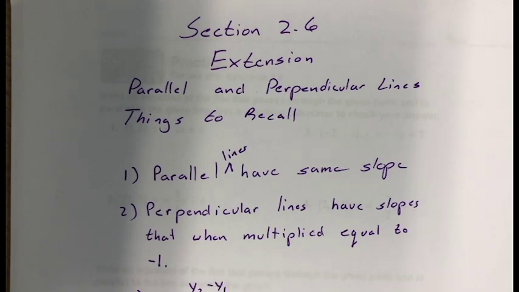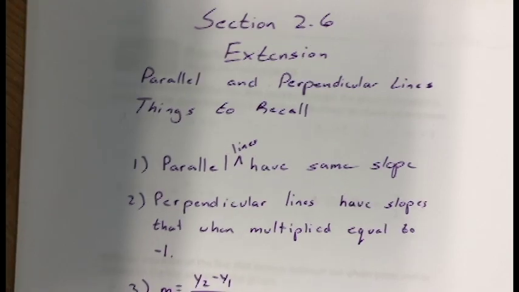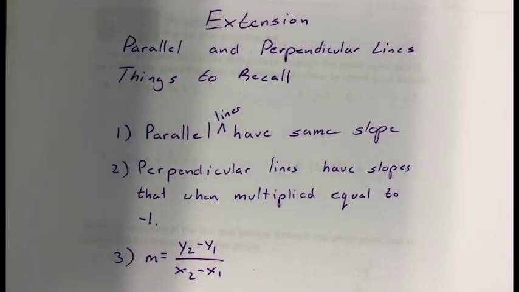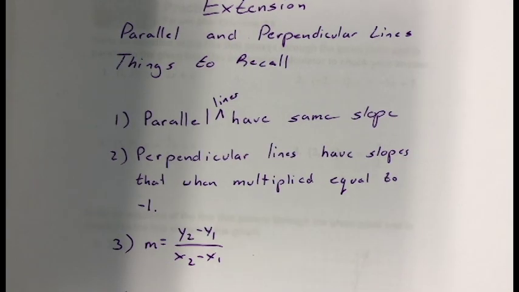Section 2.6, this is an extension that goes along with what we were talking about in the last video, which was on point slope form. In this video, we're going to recall a few things. First off, we need to recall what parallel lines are. Parallel lines are lines that basically have the same slope. And we need to understand that perpendicular lines have slopes that when we multiply them, they equal -1. And I'm going to give you a little bit of a hint with that in just a few minutes.